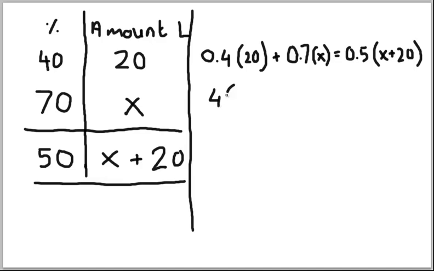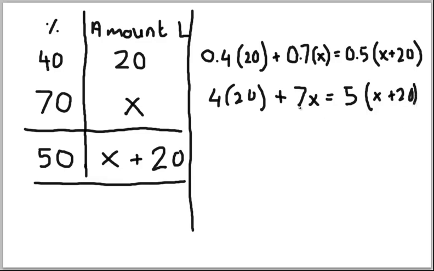4 times 20. Remember, I'm just kind of clearing the decimals just to make the math a bit easier. That's the only reason why I'm doing it. Okay? 7 times the x equals 10 multiplied by 10, you get 5. Now remember, don't multiply the other, that's still x plus 20. Okay? You only multiply one of these by 10. You know, it's already part of multiplication. Okay, 4 times 20 is 80. 7x equals distributive law, 5 times x is 5x. 5 times 20 is 100.